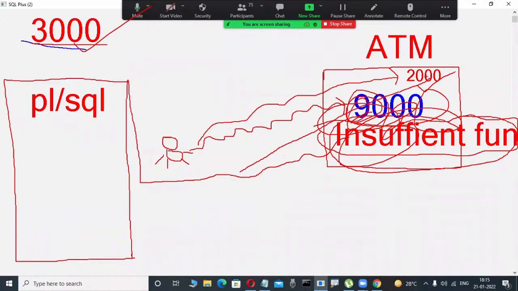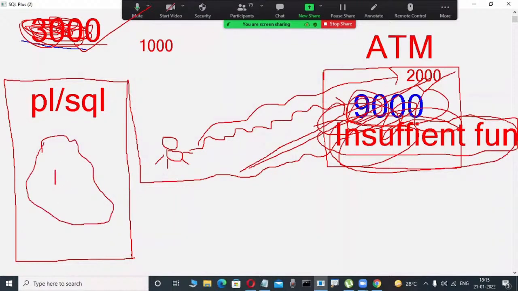Now, whenever we withdraw 2,000, what is the available balance? Here 3,000 minus 2,000, that is 1,000. That I want to reflect in my database. Otherwise, if you withdraw 2,000 and still 3,000 remains available, the total banking system would collapse. All those transactions are written through coding only. That's why, for writing this type of code, PLSQL developers are required in a project.